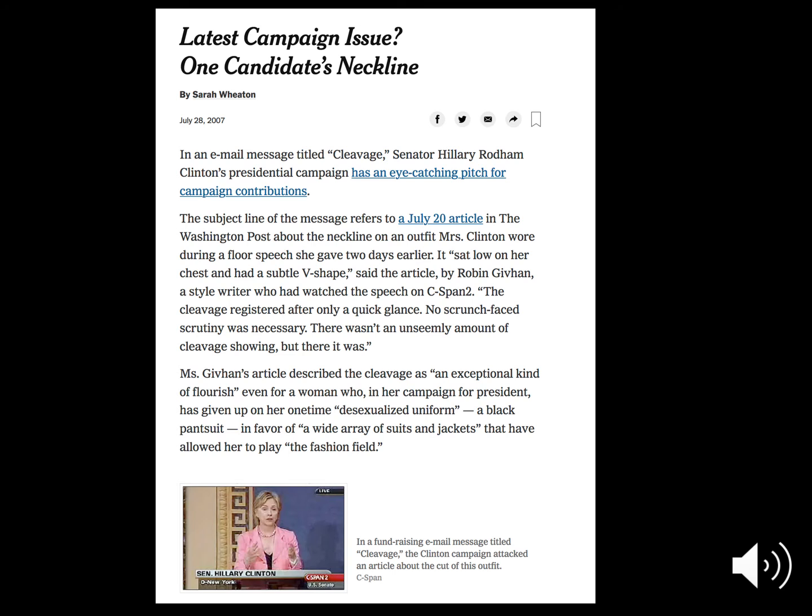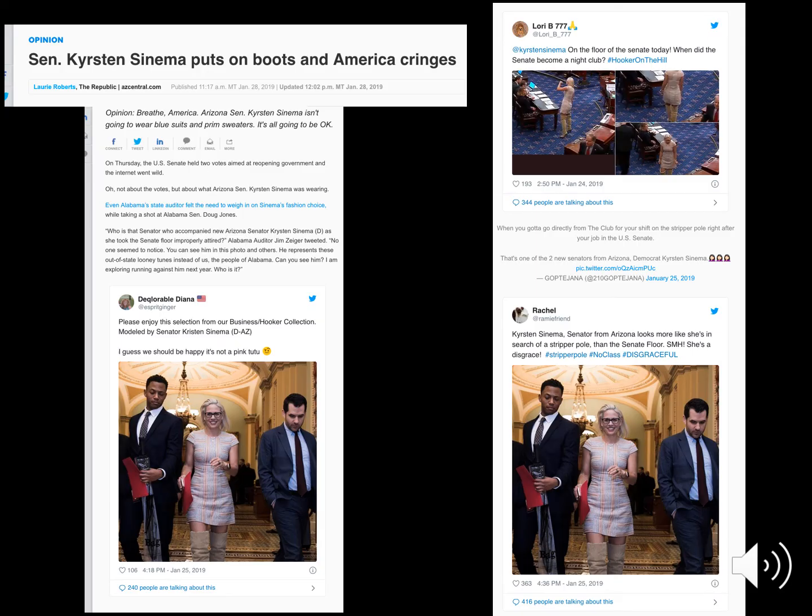For the sexualization of women, you can go back to 2007, where during her initial run for the Democratic nomination, Hillary Clinton sparked cleavage gate because while on the campaign trail, while arguing on the floor of the Senate, she wore a shirt that actually exposed cleavage. Again, this fear of the sexualized woman in public.